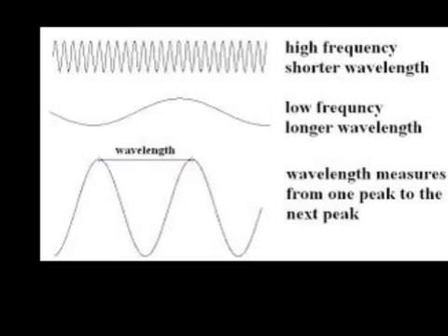So let's remember that high frequency waves will have shorter wavelengths. More crests or troughs will pass a certain position in a given amount of time, and longer wavelengths have low frequency. Fewer crests or fewer troughs will pass that same point in the same amount of time.